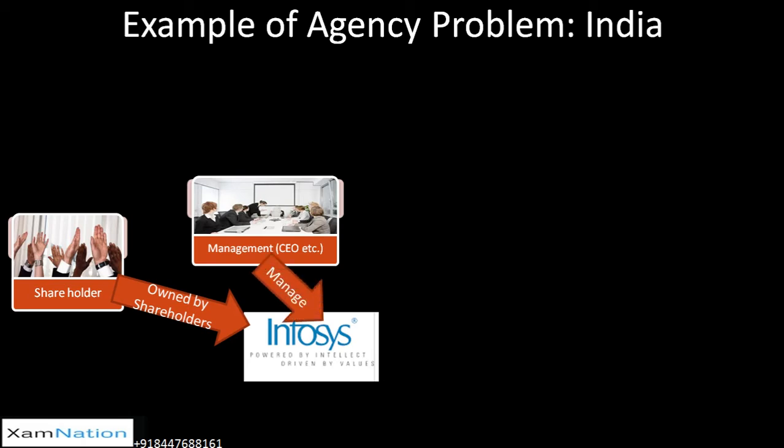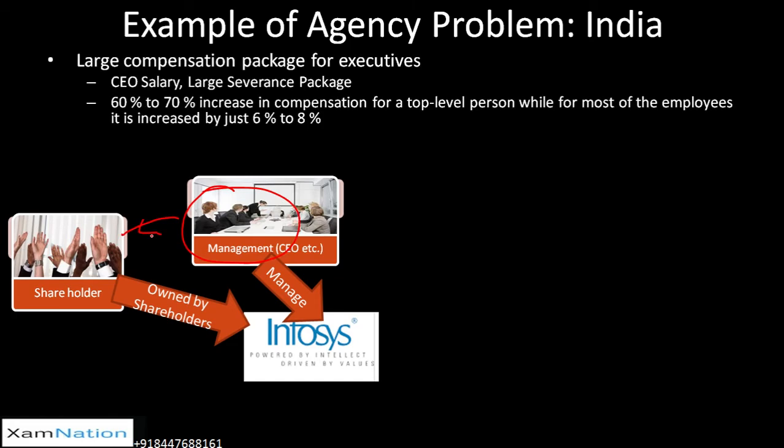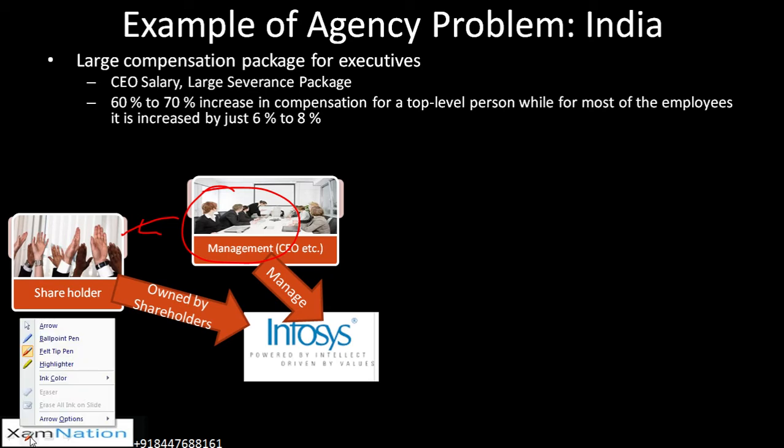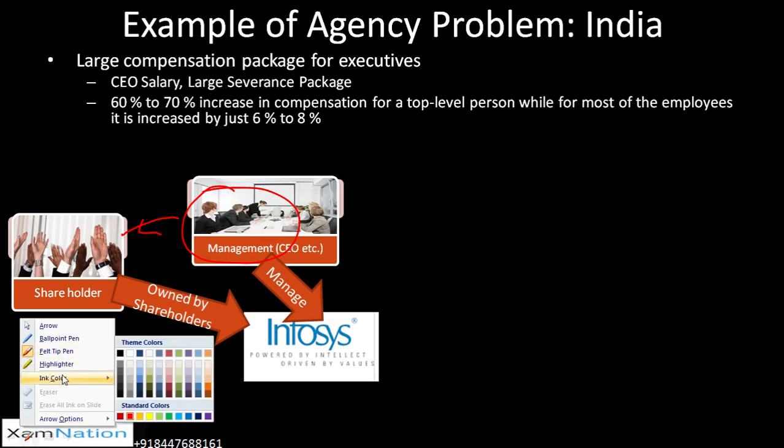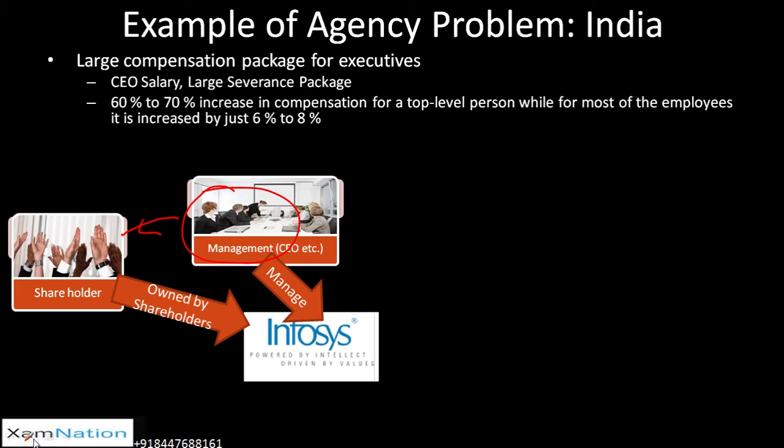In a way, the shareholders are the principal and the management are the agents who should work in the interest of the shareholders. Now what was the agency problem here? Last year, the increment in the package of the top-level management, like the CEO and CFO, was very large. Because of this, less money is available for the shareholders.